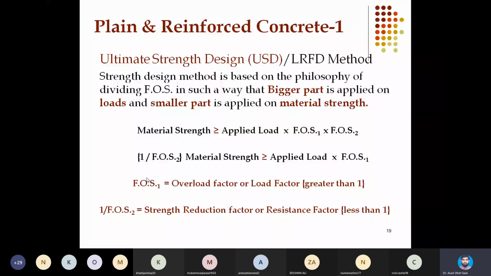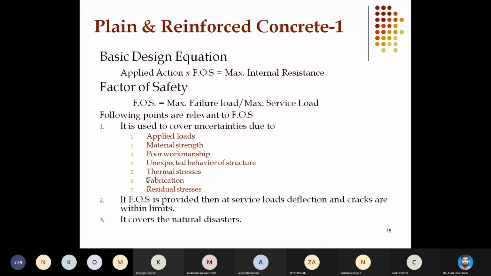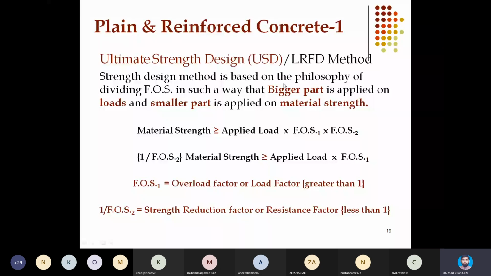So actually, in ultimate strength design, rather than equilibrium equations, you will say in your design equation, like on slide number 18, we have mentioned a simple design equation: applied action into factor of safety is equal to maximum internal resistance. So it means if on applied action I put some factor of safety, and also on internal resistance I also put some factor of safety.